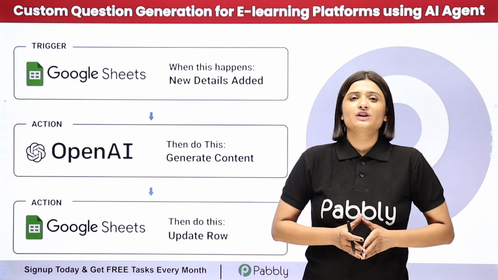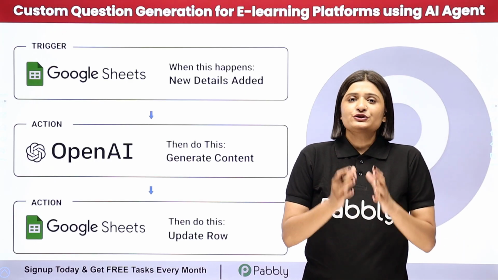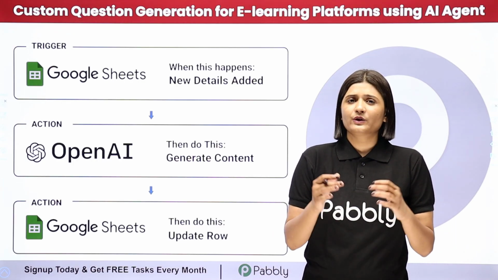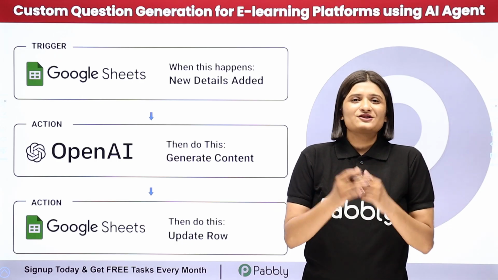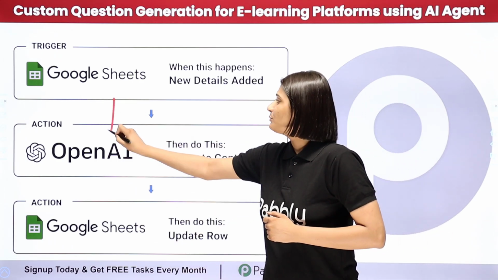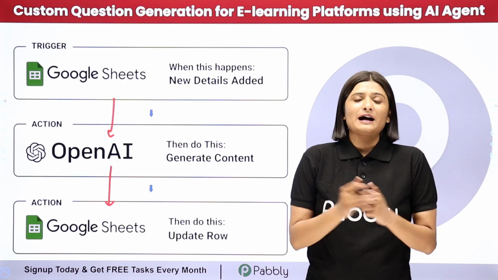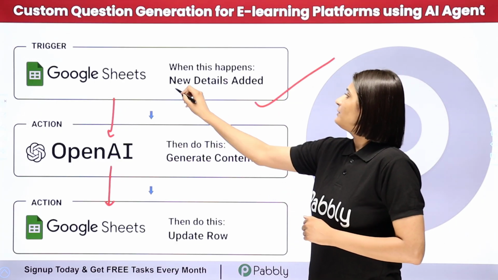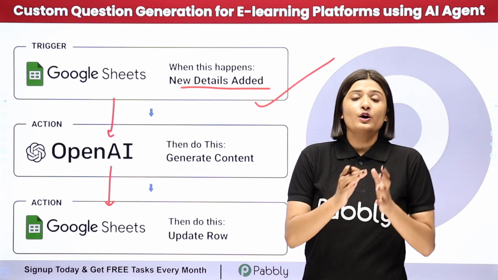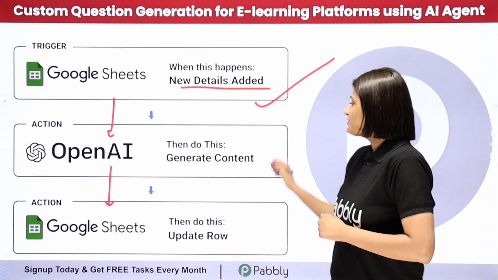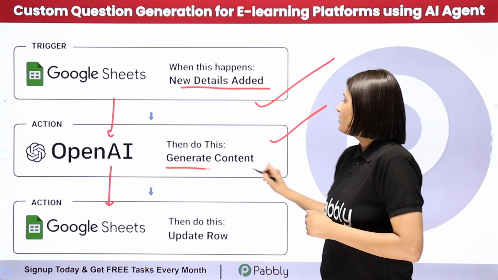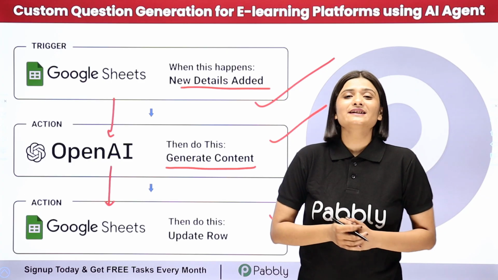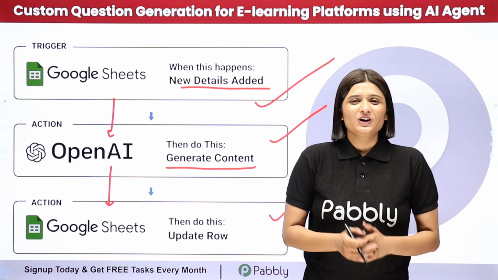And to do this automation, I am going to use Pabbly Connect. So Pabbly Connect is an amazing automation and integration software which requires no coding or programming skills. Here I just need to build a connection between Google Sheets and OpenAI. With the help of Pabbly Connect, I am going to build this connection in such a way that whenever I add a new detail in my Google Sheets spreadsheet, the content will be automatically generated using OpenAI, and this generated content will be automatically added to my Google Sheets spreadsheet. Now if you want to learn the step-by-step process, then let me take you all to my screen.